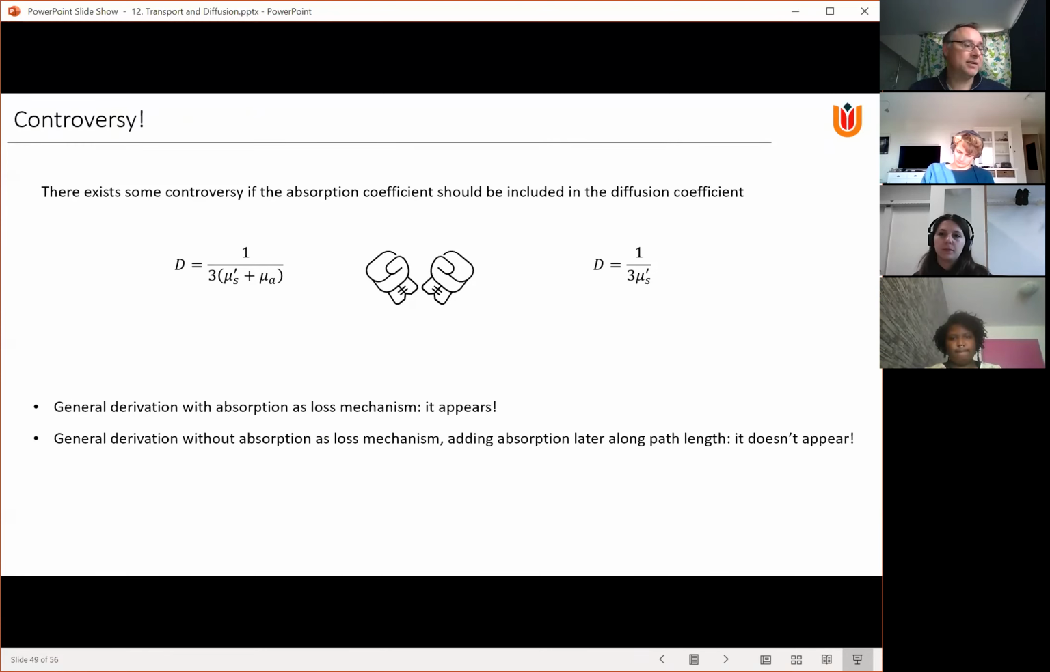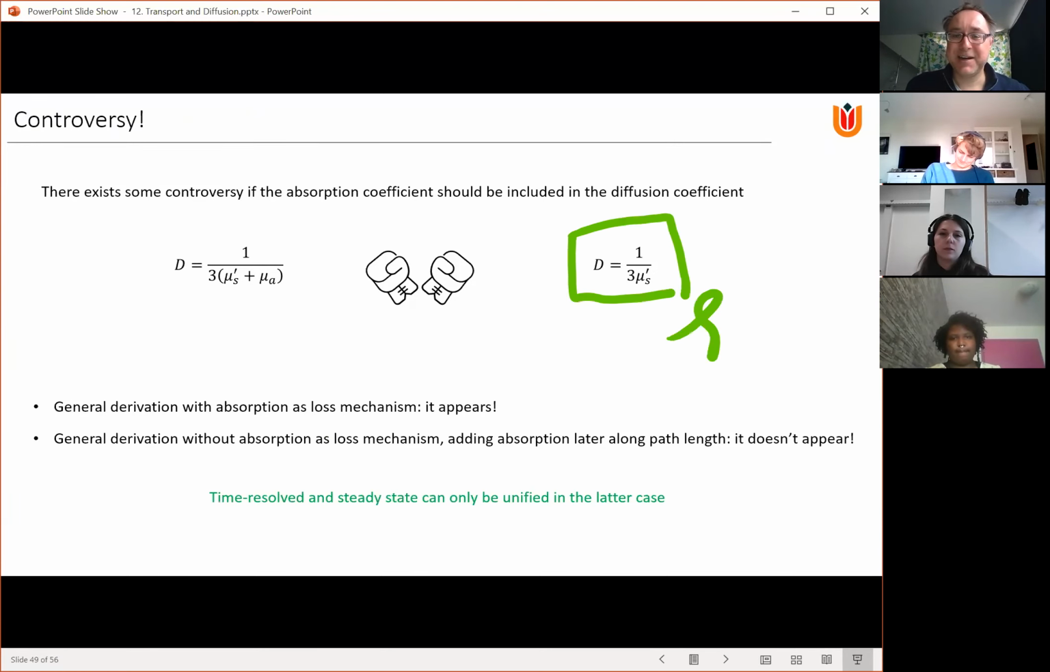The controversy is hard to solve, so I'm just going to be the judge of that. This is the right solution: the diffusion coefficient should not include the absorption coefficient. My argument for that is that this is the only way in which you can unify the time-resolved and steady-state diffusion equations. It's a long story, and I'm not going to go too much into that, but you can imagine that if you have something that is time-resolved and you integrate it over time, then you should get a steady-state solution, and that only works if you use this definition. So I'm going forward with this one.